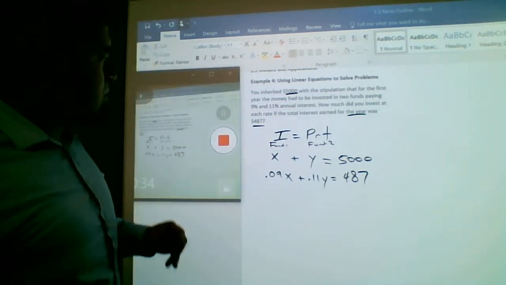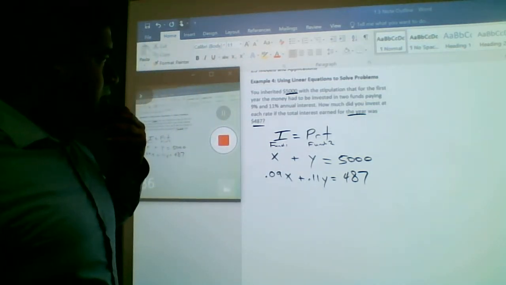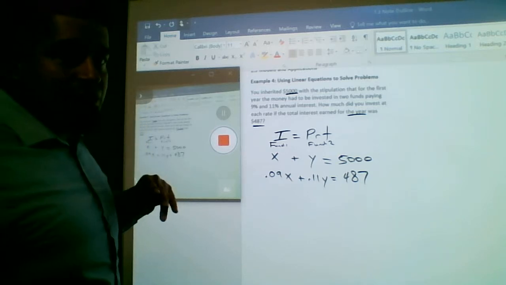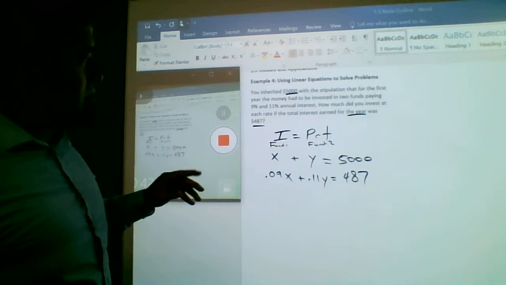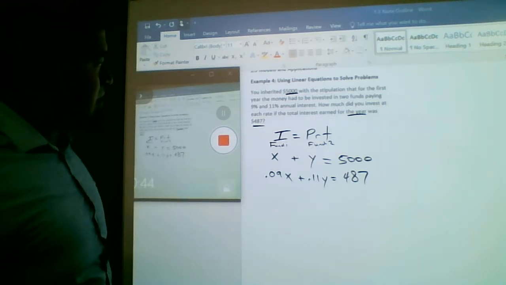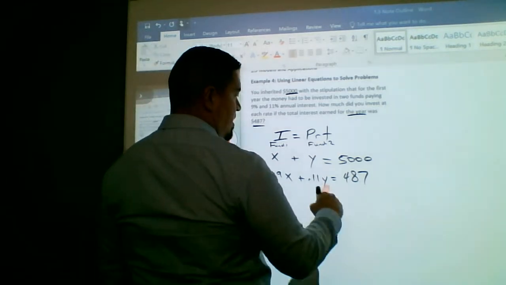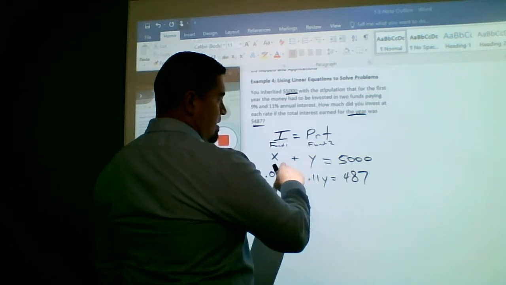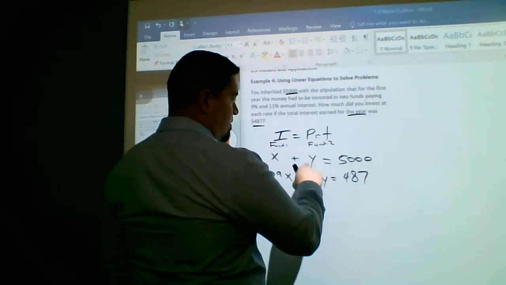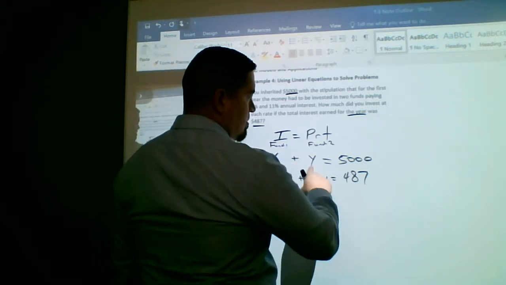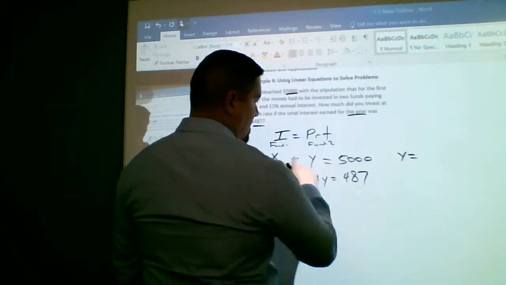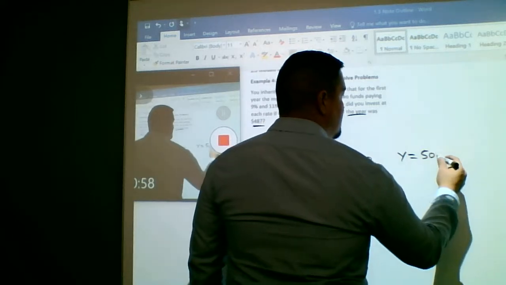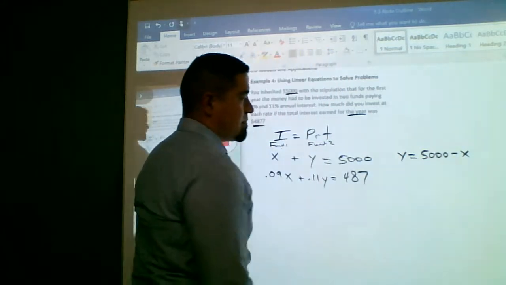Okay, so from here, what you get into is solving what we call a system of equations. I'll just show you, but one method is to solve for one of the variables. I'm going to solve for y on the first one. If I subtract x from both sides, I end up with y equals 5,000 minus x.